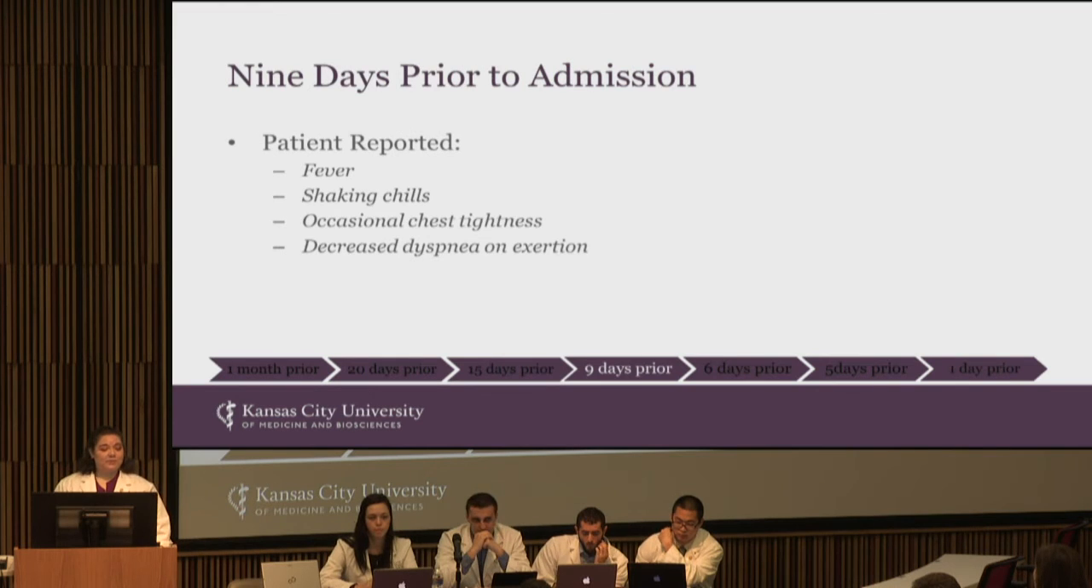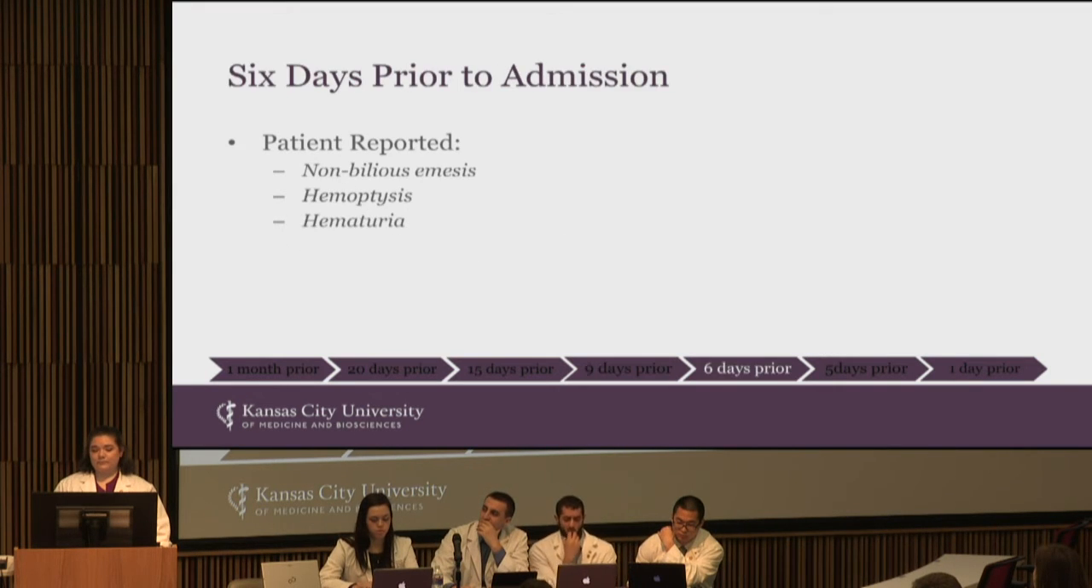9 days prior to admission, the patient reported fever, shaking chills, occasional chest tightness, and a decrease in his dyspnea on exertion. 6 days prior to admission, he reported non-bilious emesis twice, hemoptysis once, and hematuria.